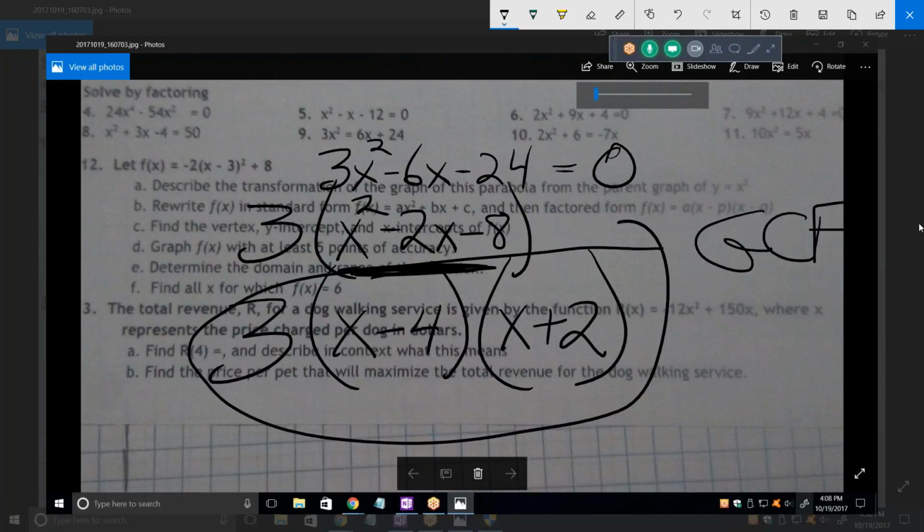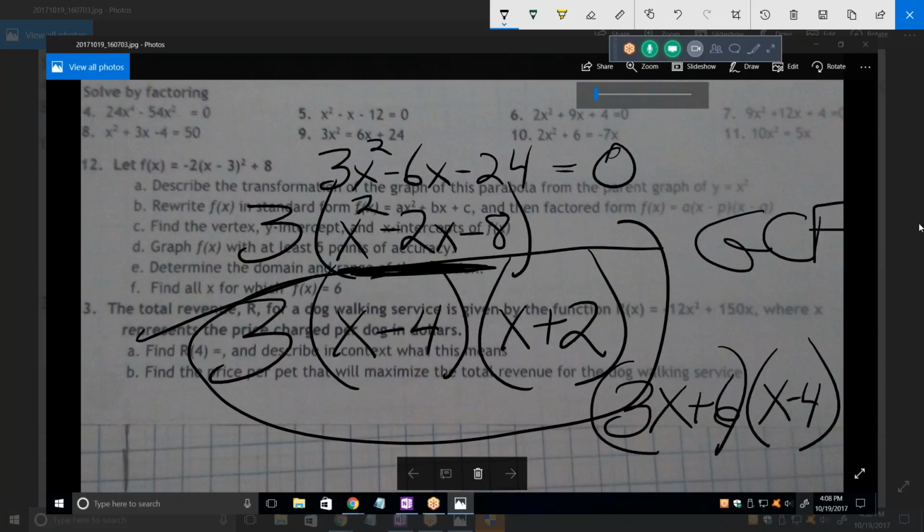And that's my correct answer. Now, the answer I got before, I think, was 3x plus 6 times x minus 4. Yeah. You could actually factor that further down into this, but you always want to factor it all the way. In other words, before I got 3x plus 6 times x minus 4. Well, that really wasn't a final answer because I can take a 3 out of that, leaving x plus 2 times x minus 4. That's actually the final answer, regardless of how you do it.